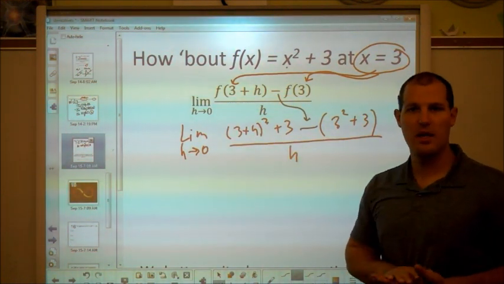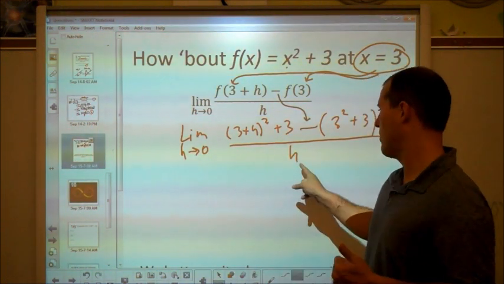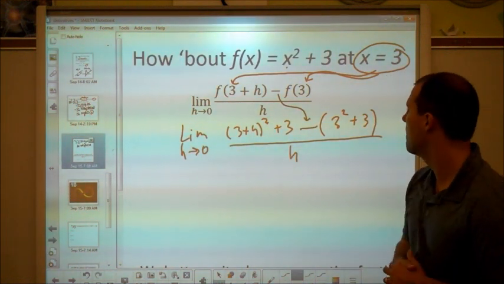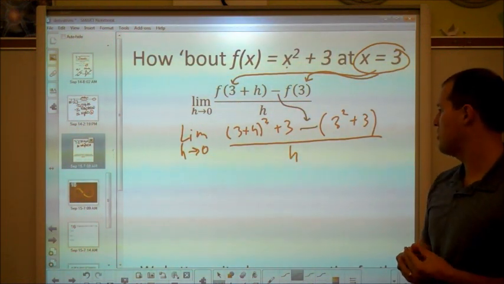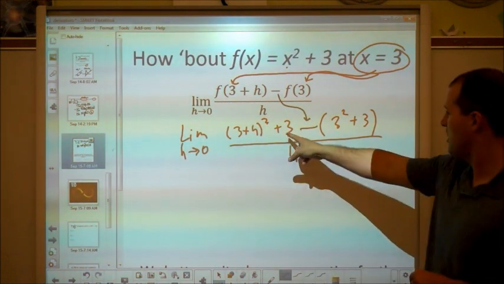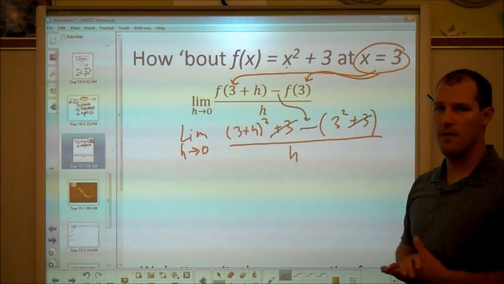We talked about limits. We said always try to plug in that h. Notice why we can't do that. We're going to have an h on the bottom. If you plug in a 0 there, that's division by 0. Let's do a little bit of simplification and see what happens. Right off the bat, I notice again, I have a plus 3 right here and a minus 3 right there, and so those are gone.